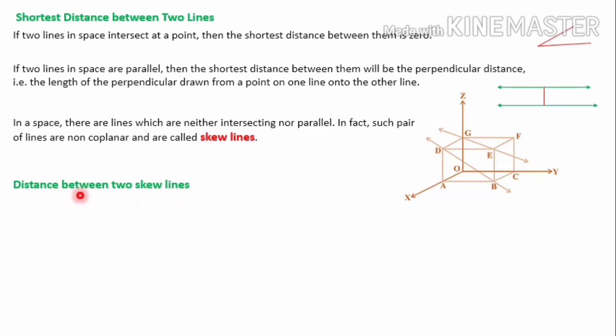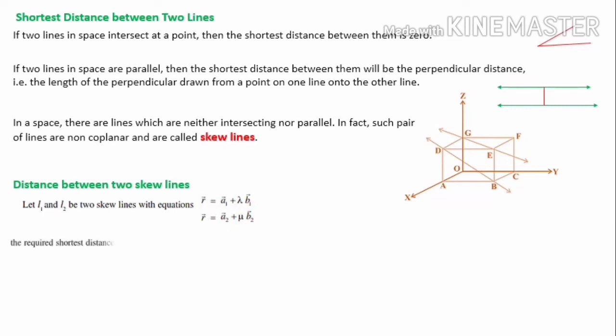Here derivation is not required, so just giving the formula only. Let L1 and L2 be the two skew lines with equations R is equal to A1 plus lambda B1, and again R is equal to A2 plus mu into B2. When you get a question or an equation, you must quickly identify in which form it is. This is point parallel form, meaning passing through a point and parallel to a vector. That is vector R is equal to A1 plus lambda B1. Again vector R is equal to A2 plus mu into B2.